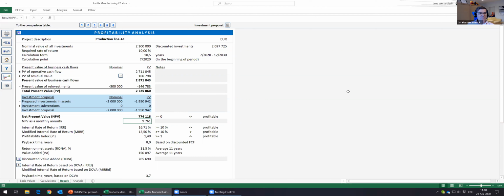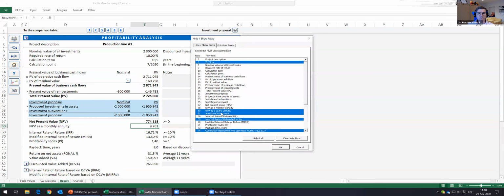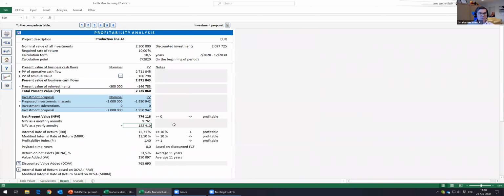So monthly annuity is 9,761. This is the net present value per month. You can also look at it per year in this new version. In the previous version there was no yearly annuity, this is a new feature. So per year, it's about 122,410. And then we have the internal rate of return, IRR, sort of return on investment annually. So it's 16.7%. It's also higher than required return, quite a nice number.